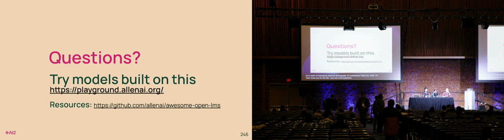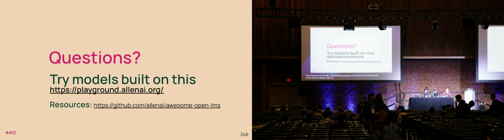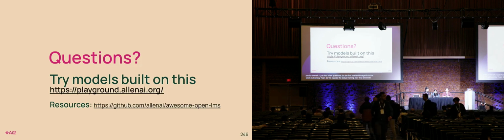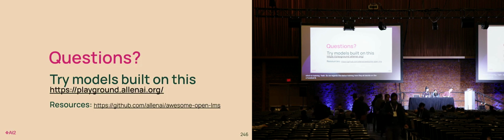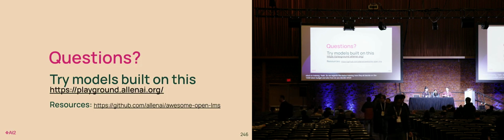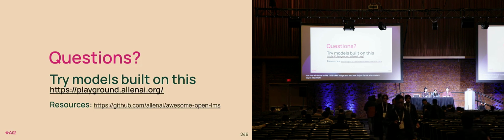So the first one is with regards to the stage 2 training. How do you all decide on a 100B token budget? And also, how do you decide which data to put into stage 2 training?